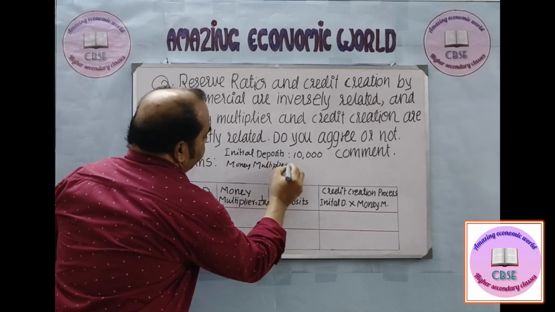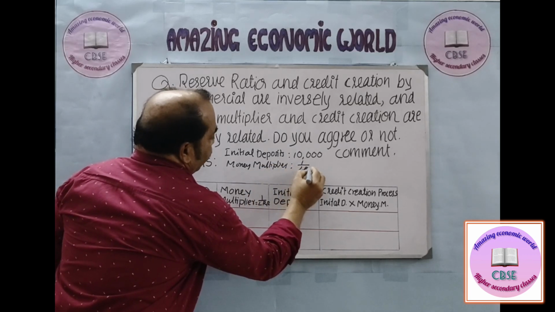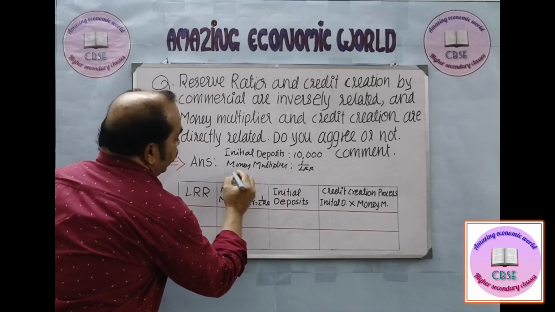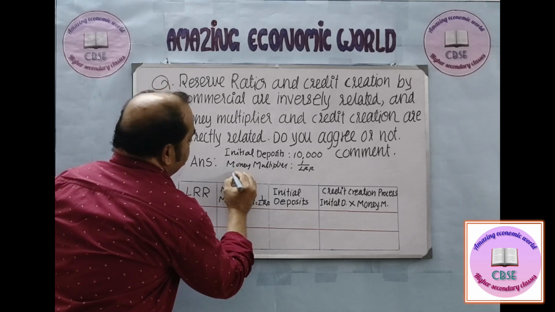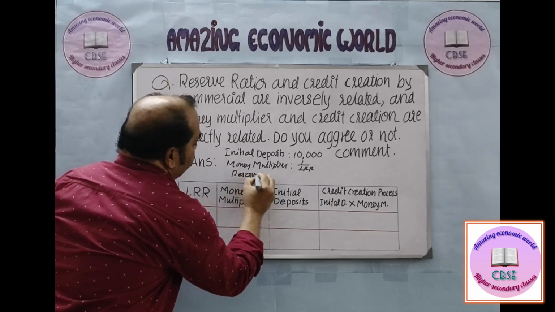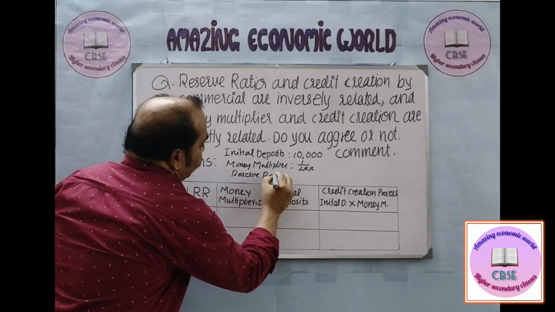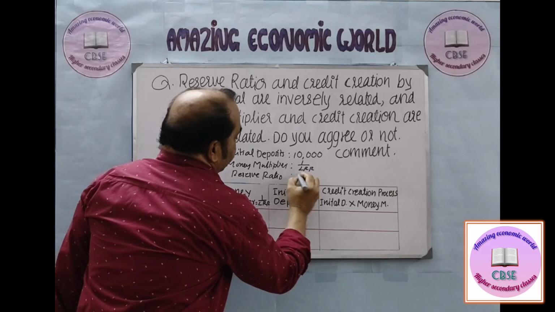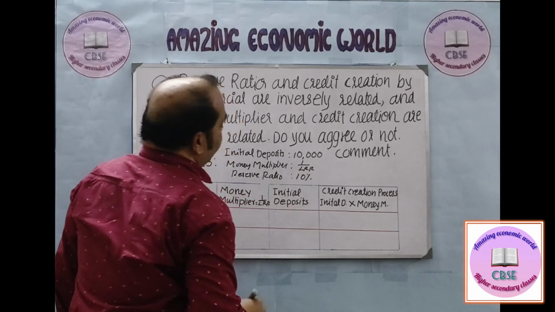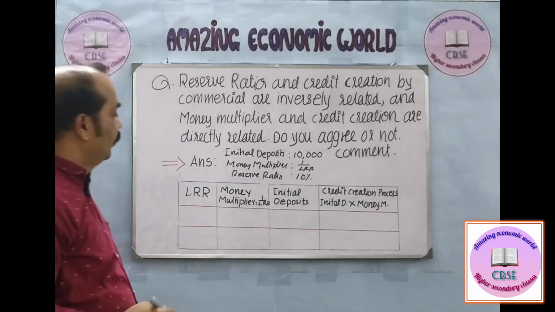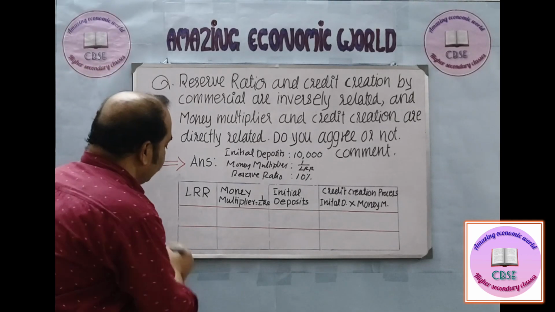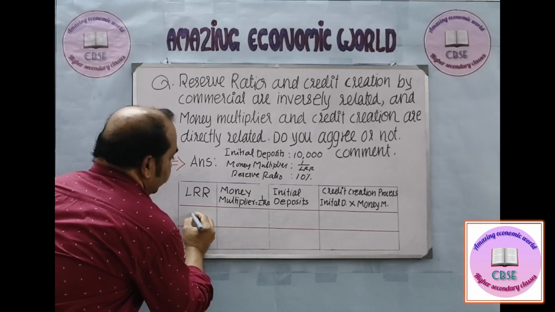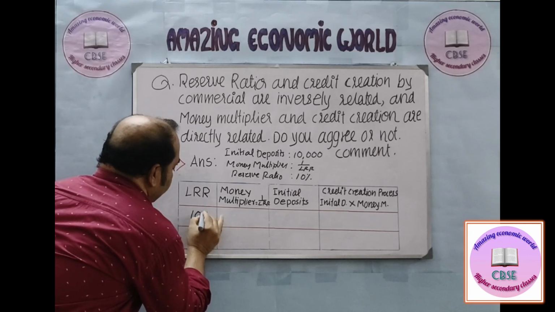Money multiplier is 1 by LR, 1 by CR, and the reserve ratio is fixed by RBI. Reserve ratio, that is 10%. Now, put this value, legal reserve ratio, that is 10% here.